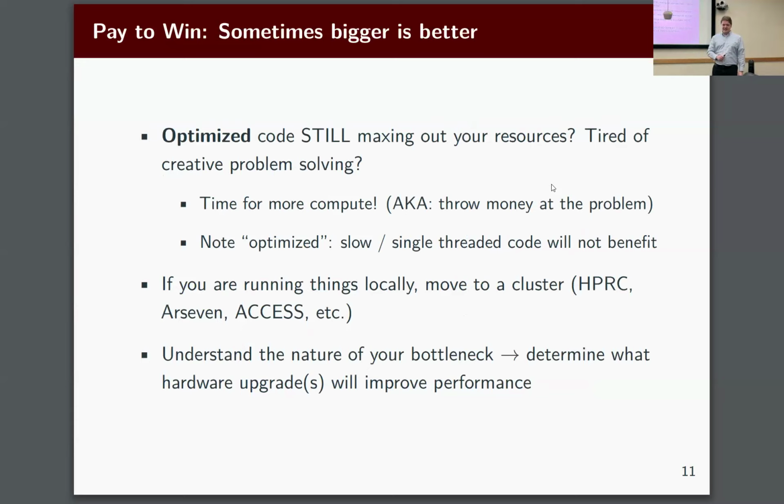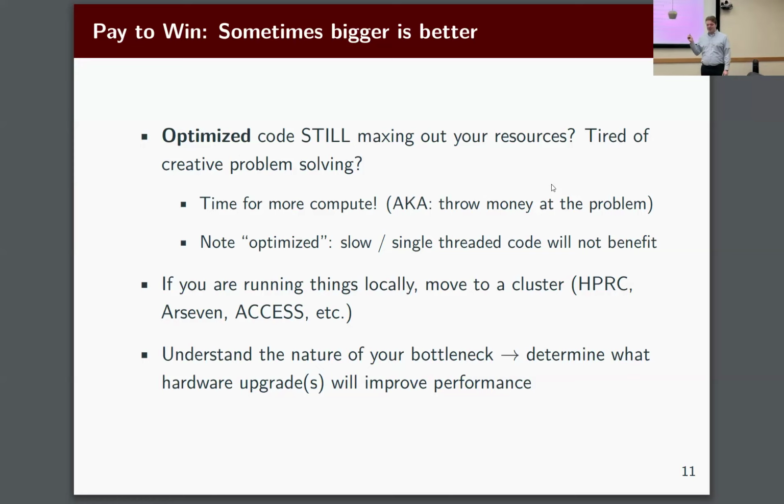Unfortunately, at the end of the day, computing is pay to win. Because if you have a computer from 2008, it just is not going to be as fast as the HPRC or the RSpin cluster or just a modern desktop with a big fat GPU in it. So if you've already optimized your code and you're still maxing out your resources, which I doubt because I rarely am able to do that, if you can, kudos. Or if you're just tired of creative problem solving, right? It's like, I don't want to think about optimization anymore. I want to throw money at the problem and then everything will go faster because computers go faster. Does not always work, but it's worth a shot.